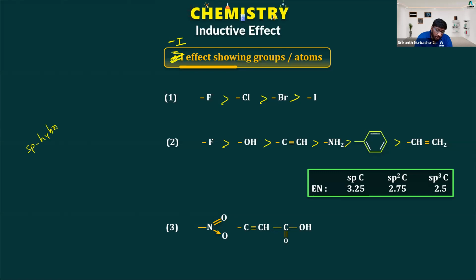sp hybridized carbon will have more electronegativity than nitrogen.